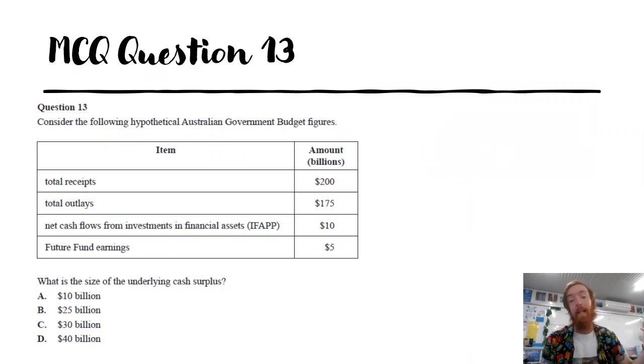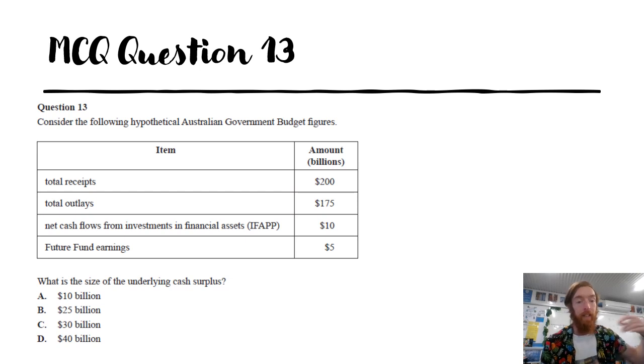So question 13 of the 2020 exam was done a little bit poorly, and it's mainly because students were unsure of exactly what was in an underlying cash surplus, because basically it hadn't been asked about specifically before. Most of the time we just talked about budget deficits and surpluses in the exam and didn't have to talk about the underlying or headline balance specifically. So when it asked what was the size of the underlying cash surplus, a very, very small percentage of students got it right. It was about 13% of students.